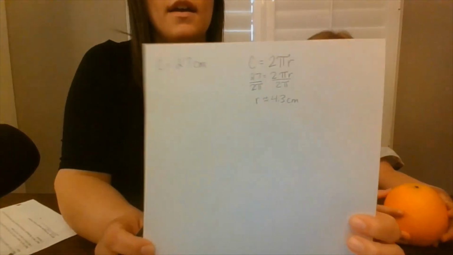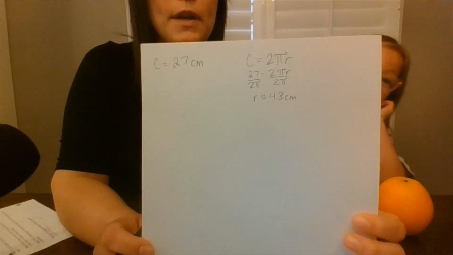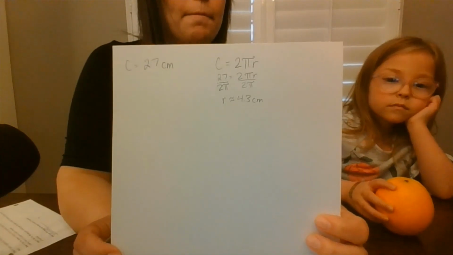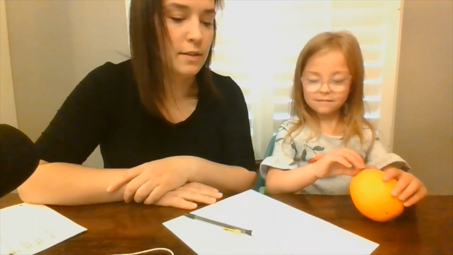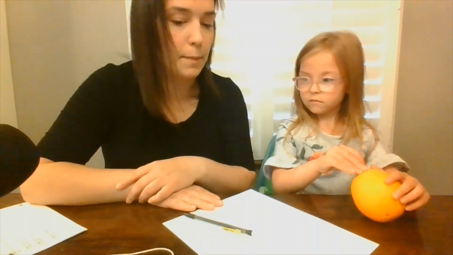Just be careful in the calculator dividing by 2 pi. Now, using our compass, and you can make a compass out of string or floss at home if you don't have one, we're going to create 5 circles on our paper that have the radius that you found, 4.3 centimeters.